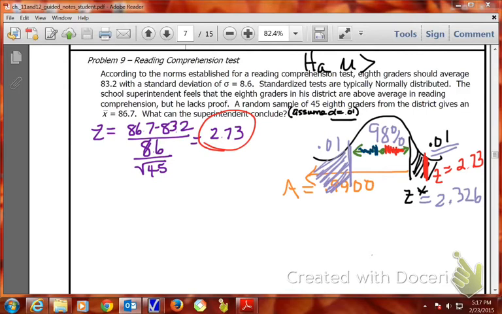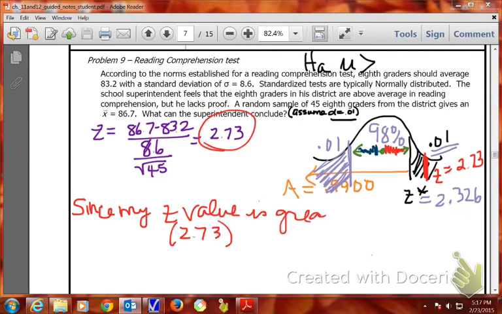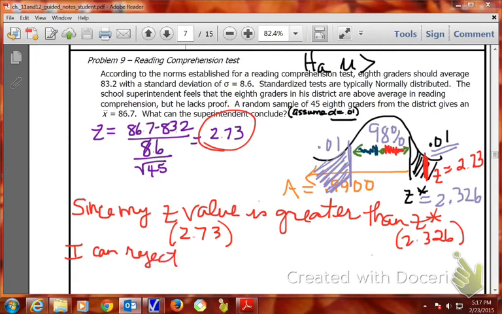So now I'm not comparing the p-value to alpha. Instead, I'm comparing my z against, and I'm going to put the actual value in here, against the z star. So now, since it's greater by this picture than z star, and I'm putting this for clearer communication to the person reading my paper so they'll know that I know what I'm talking about, I have enough evidence to reject the null hypothesis.